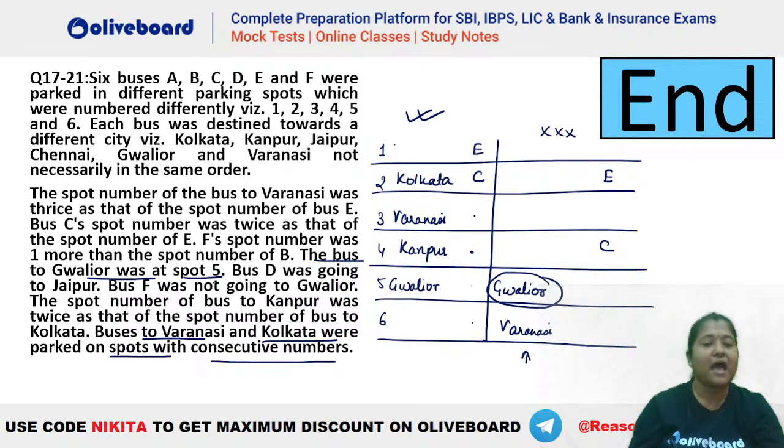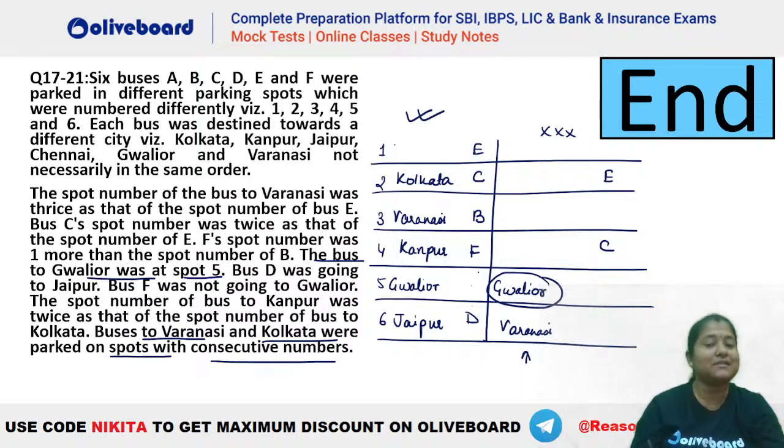Okay, done. After that, we know that bus D is going to Jaipur. So D Jaipur will be here. This is your D Jaipur. And now you can place your F also. We know that F cannot be Gwalior. That was given here, right? And F's spot number is one more than B. That means F has to be this one and B has to be this one.